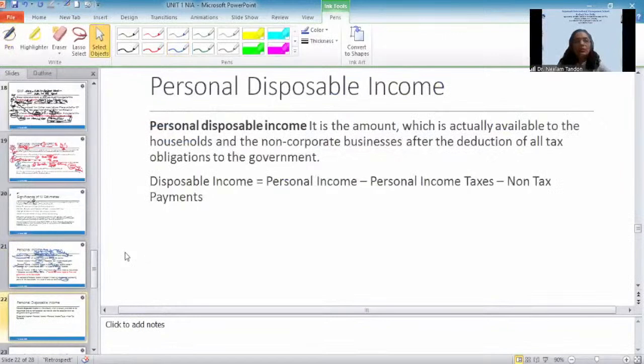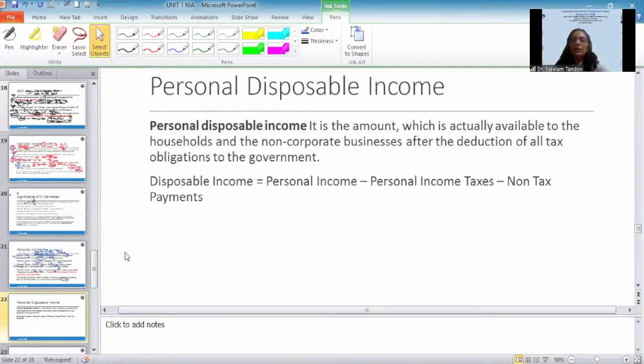So we have shared this personal disposable income. What is personal income? You understand? Personal income is from private income: when we deduct corporate tax and undistributed profits, and we add all transfer payments, we get personal income. From personal income to disposable income. Disposable income means that which you can spend on consumption or you can save.